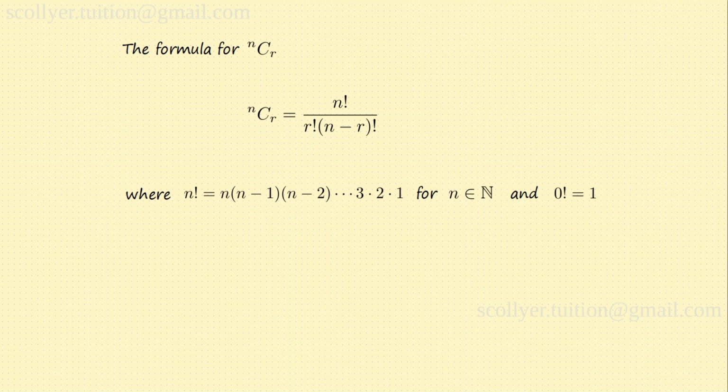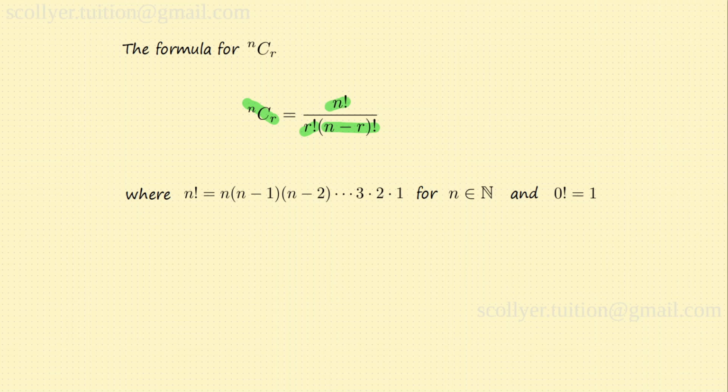I'm going to start by presenting the formula for nCr, and the rest of the video, which is rather long, will discuss where it comes from. nCr equals n factorial over r factorial times (n minus r) factorial.